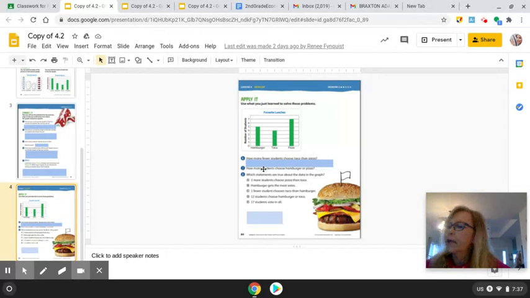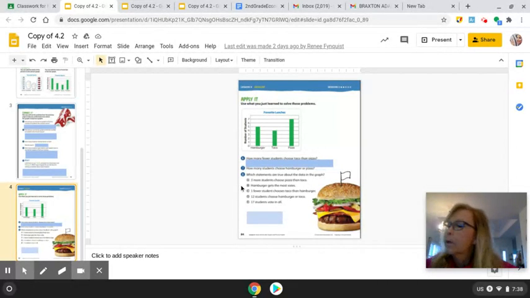And then it says how many students chose a hamburger or pizza. So that means you're looking at the total here and the total here, and you want to know all together. And you know what all together means. That means you're adding.